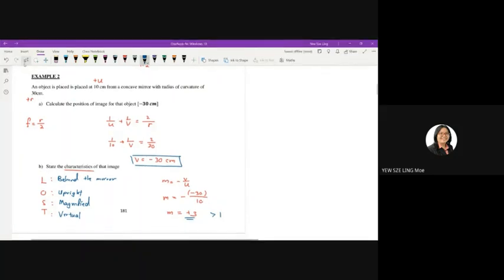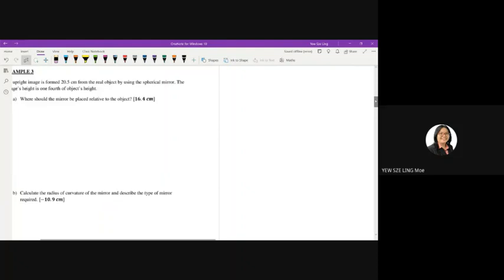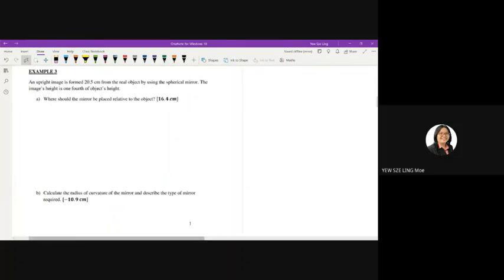All right. So next, example 3. You need to sketch a diagram. It would be better if you have a diagram to help you imagine and visualize what is going on. So an upright image is formed 20.5 cm from the object, not from the mirror, by using a spherical mirror. The image height is 1/4 of the object height.